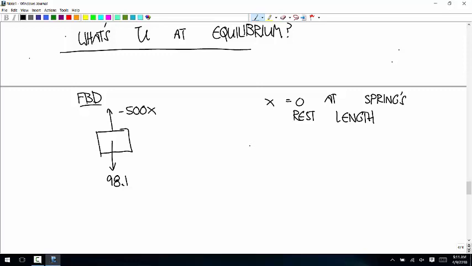And then Newton's second law in that x direction says negative 500x minus 98.1 is equal to 0 because we're in equilibrium. And so x is negative 98.1 divided by 500, 0.19 something.